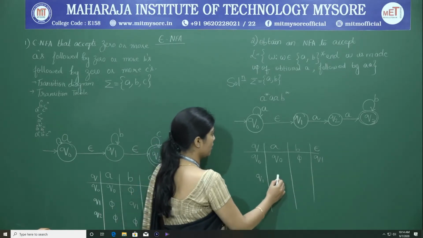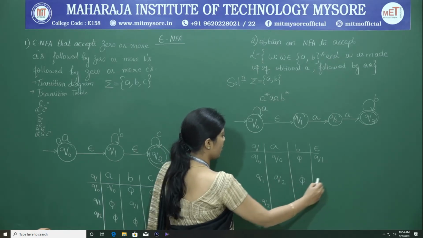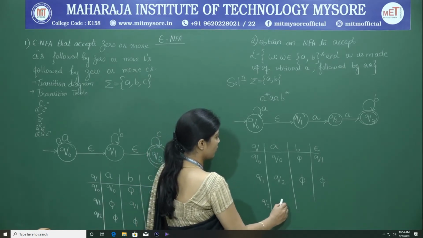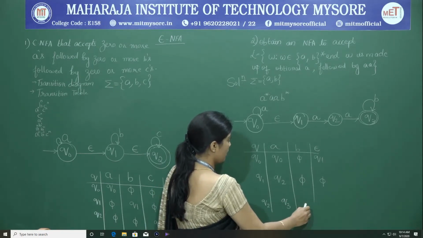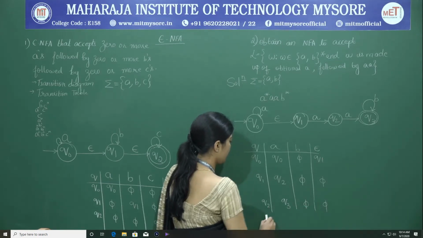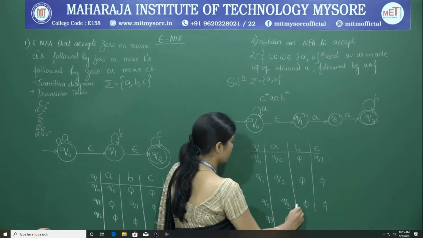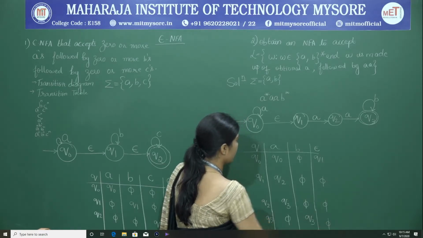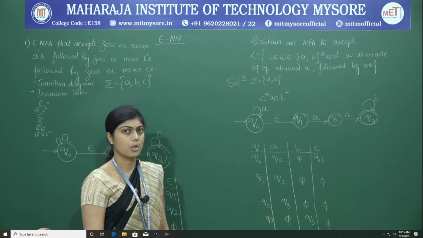So at Q1, on A, it is moving to Q2. On B, we have not defined any transition. On epsilon, there is no transition. Then we have Q2. So from Q2 on A, we move to Q3. Next on B, we don't have any transition, and then on epsilon also we don't have any transition. Next is Q3. Q3 on A, no transition. Q3 on B goes to Q3, and on epsilon also we don't have any transition. So this is the transition table for this problem.